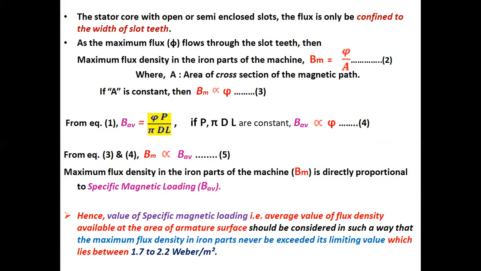Hence, the value of specific magnetic loading, that is the average value of flux density available at the area of armature surface, should be considered in such a way that the maximum flux density in iron parts never exceeds its limiting value, which lies between 1.7 to 2.2 Weber per meter square.